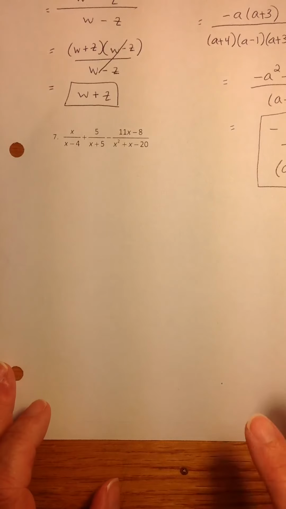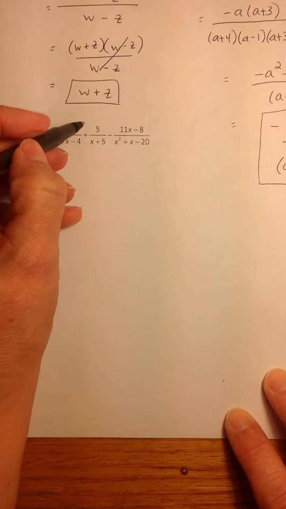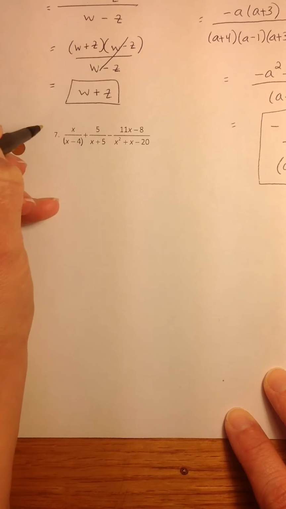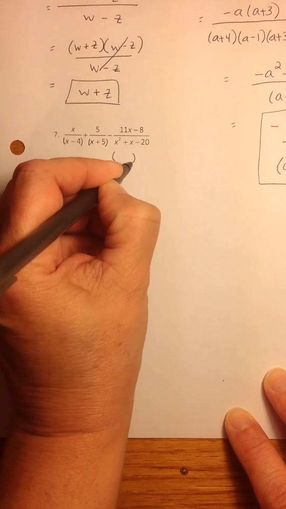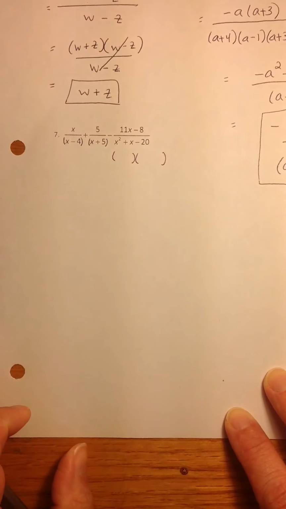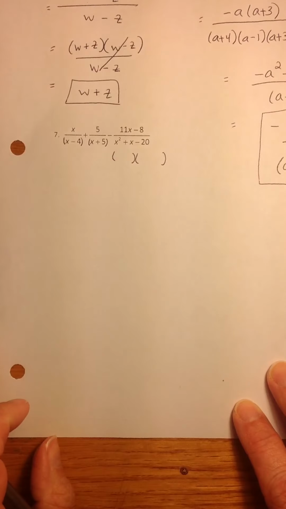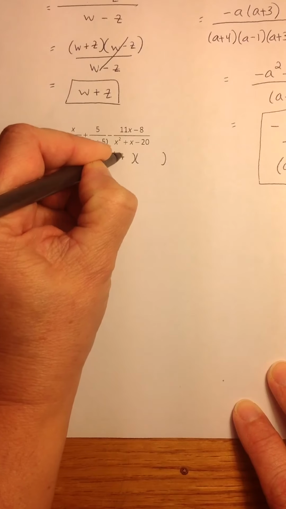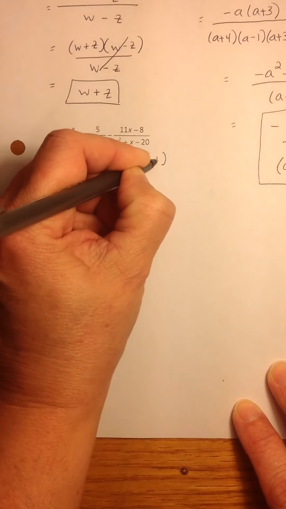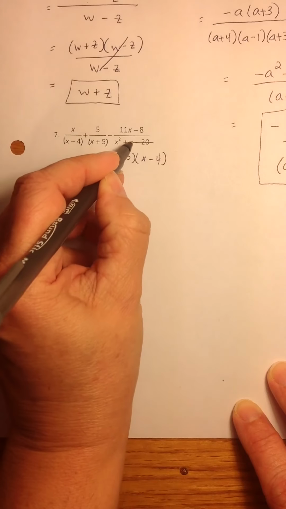Problem 7. I'm going to look at x minus 4 as being together, x plus 5 as being together, and this I'm going to factor. Remember, when you want to make common denominators, you start by factoring your denominators first. So I'm going to do x plus 5 and x minus 4. So this is out now.